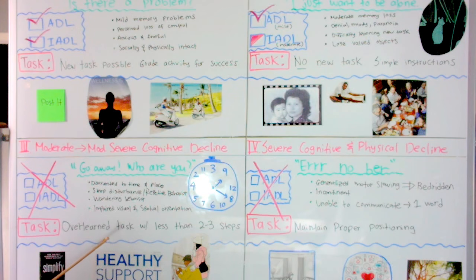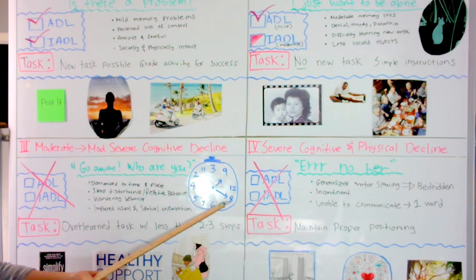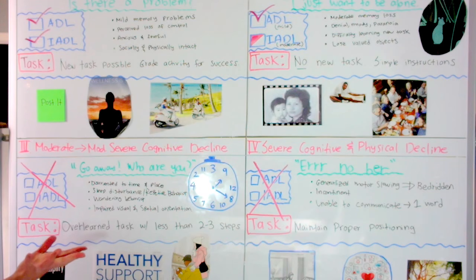So at this level, we are only doing overlearned tasks with less than 2 to 3 steps. And you see here a clock that's all just crazy. It's 9, 12, 8. That shows that you're not even oriented to time. We have to ensure that safety comes first. We want to remove sharp objects. We want to have maybe an identification bracelet at this stage. There's visual camouflaging, lighting, and pictorial representation for cueing. You would want to maybe rehearse and review names of family and others by using pictures.